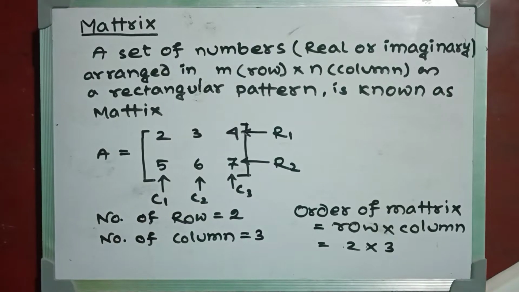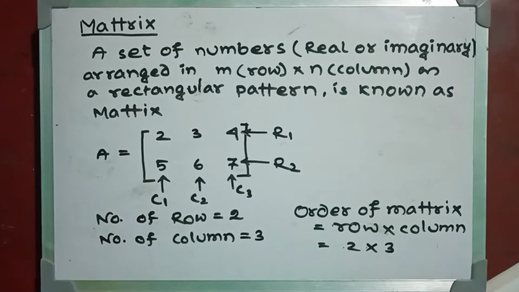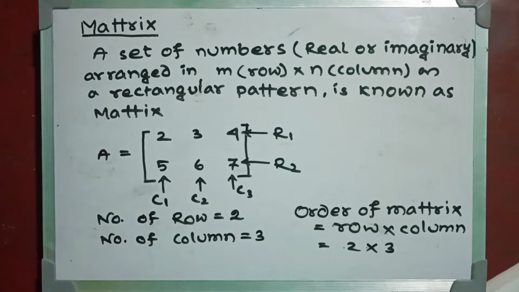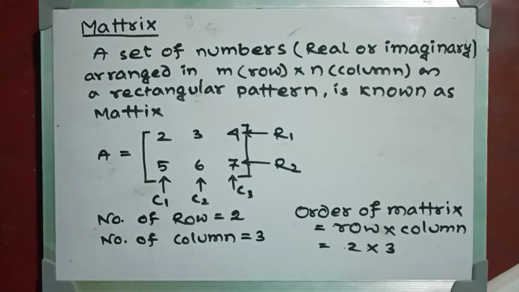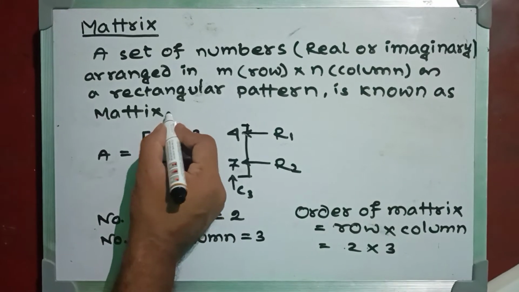So what is a matrix? A set of numbers, which may be real or imaginary, arranged in an order with m number of rows and n number of columns, in a rectangular pattern, is known as a matrix. Here I have shown an example of a matrix.